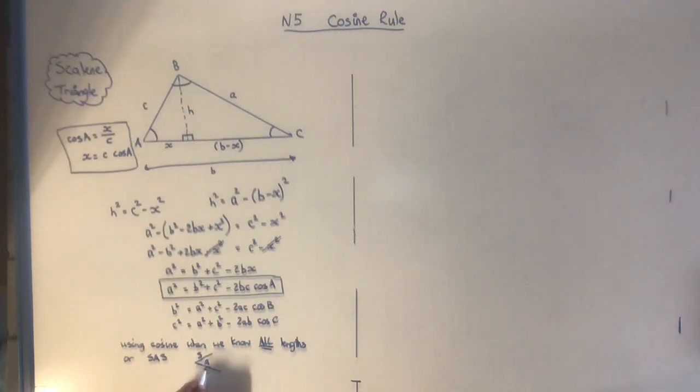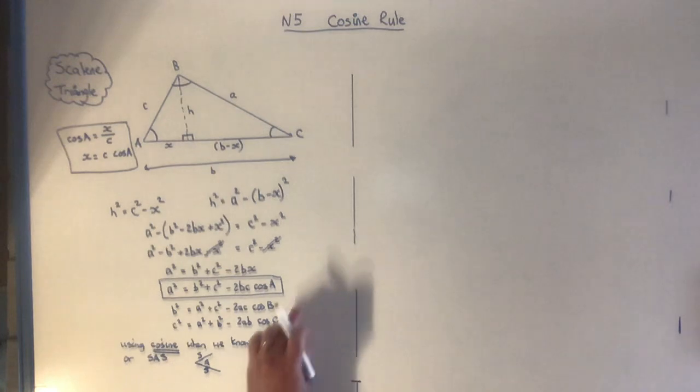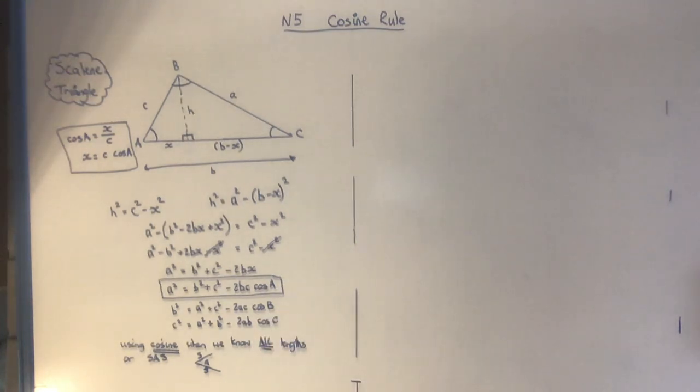SAS. If you've got two sides and the angle in between, that's when you use cosine. Every other time you use the sine rule, but we'll come back to that when we do mixed questions. So we've got that there, and we're going to try some very simple questions. Now I'll start off with finding a length. That's usually the first way we start.